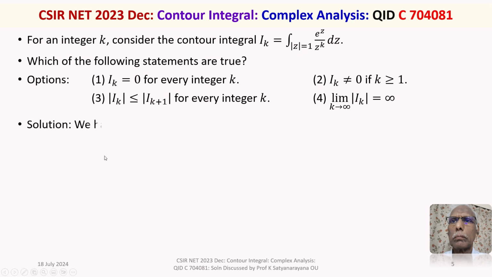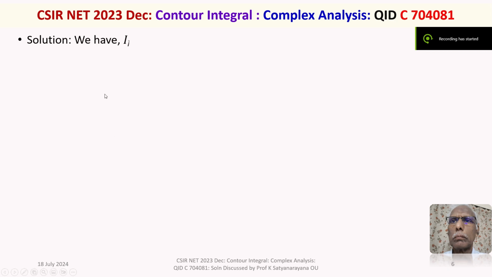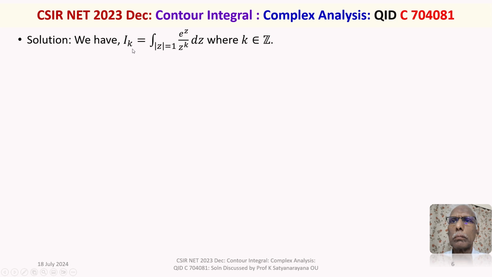Let's now discuss the solution of the problem in detail. We have the contour integral I_k equal to the integral taken round |z| = 1 of e^z by z^k with respect to z, where k belongs to the set of integers.